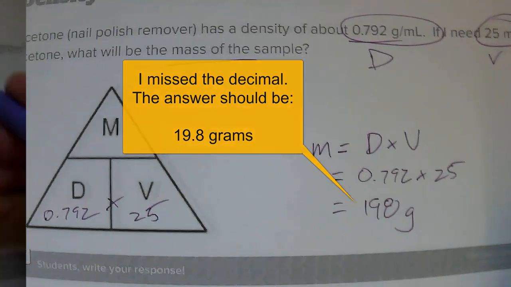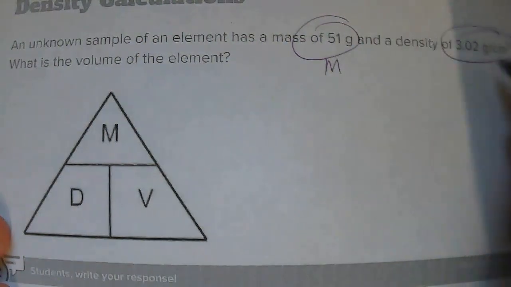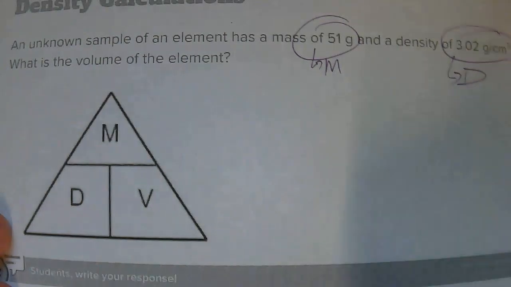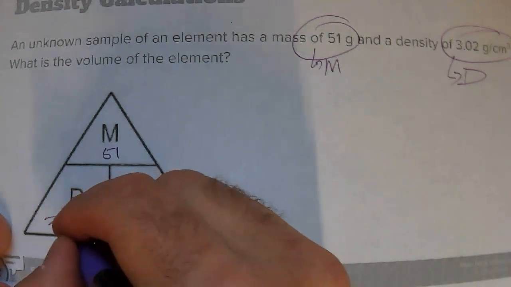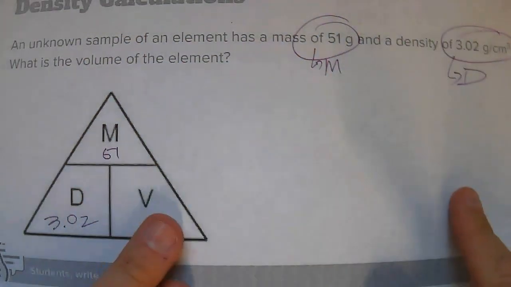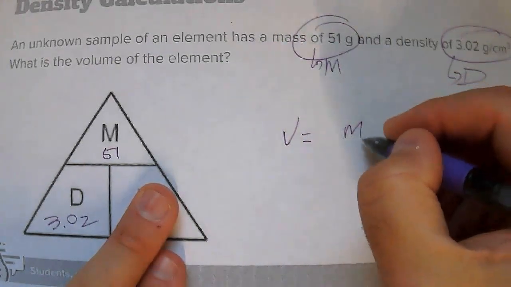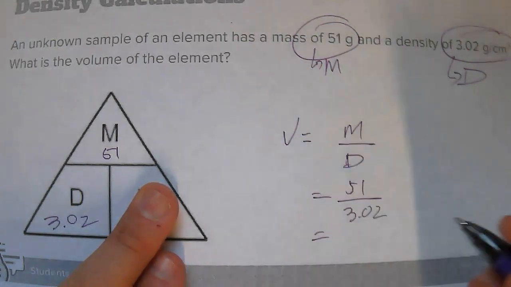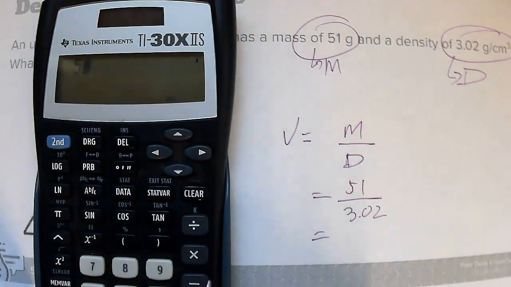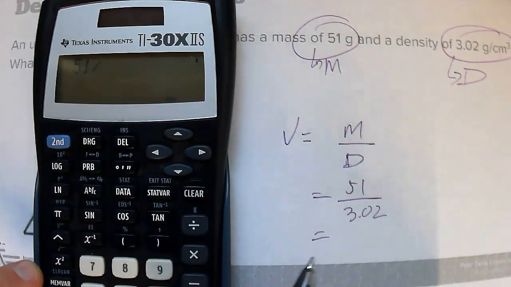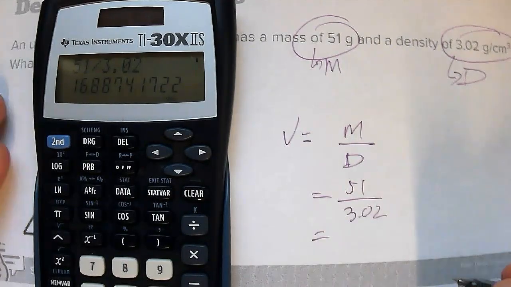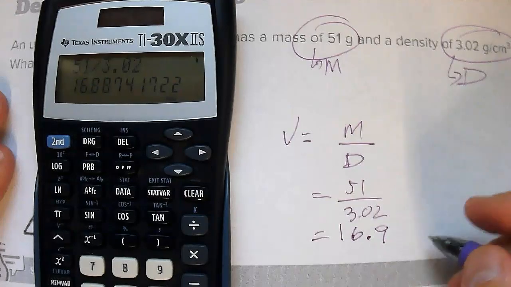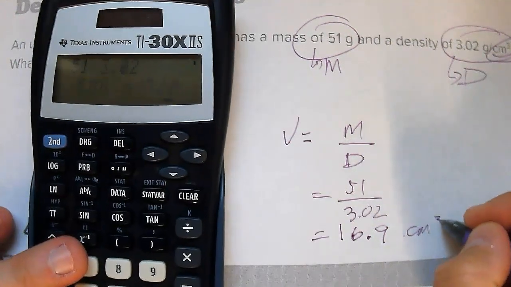This has a mass, this is M, and this is density. Notice I'm writing right on the problem and I'm identifying what the things are. So mass is 51, density is 3.02, and we're trying to solve for volume. If we're solving for volume, volume equals mass divided by density, which equals 51 divided by 3.02. Again, I can't do that in my head, and this is going to be 116.9. I'm rounding. And the volume, in this case, is in cubic centimeters.